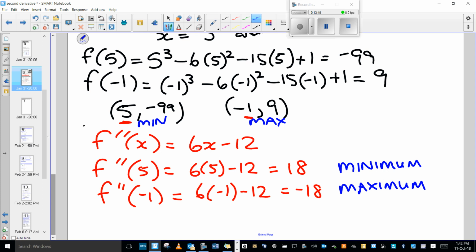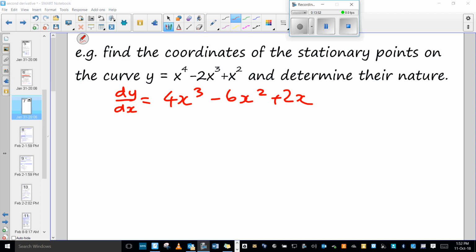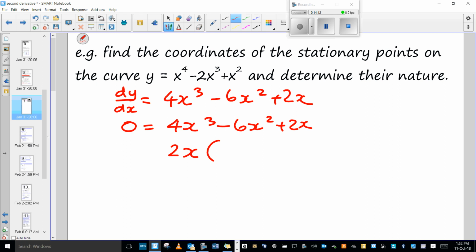Alright, so we've differentiated. We now know that our derivative is equal to 0 for stationary points. Now, whenever we are solving equations like this, we try and factorize first. Is there anything that is common to these terms? 2x is common, yes? Awesome. So we're left with 2x at the front, then we've got x squared minus 3x plus 1.